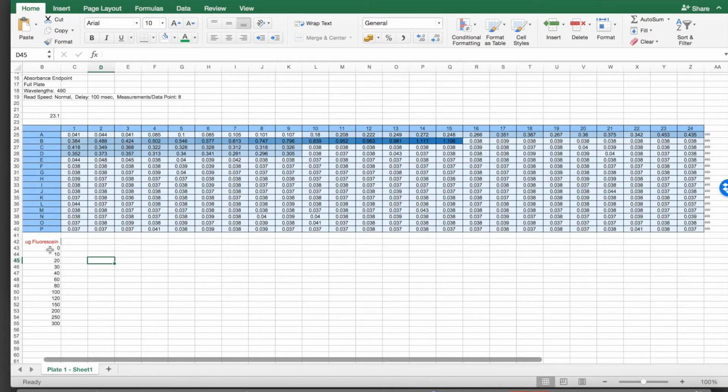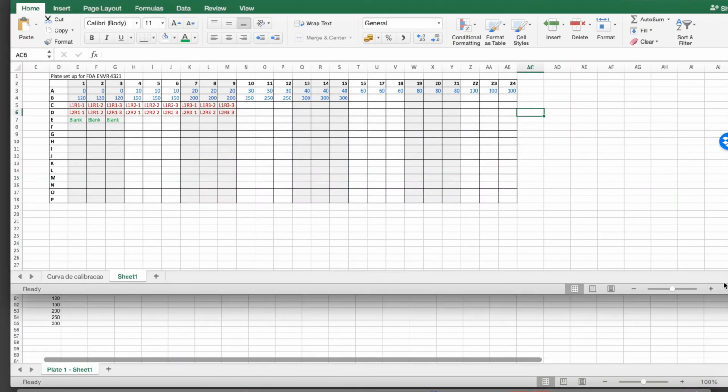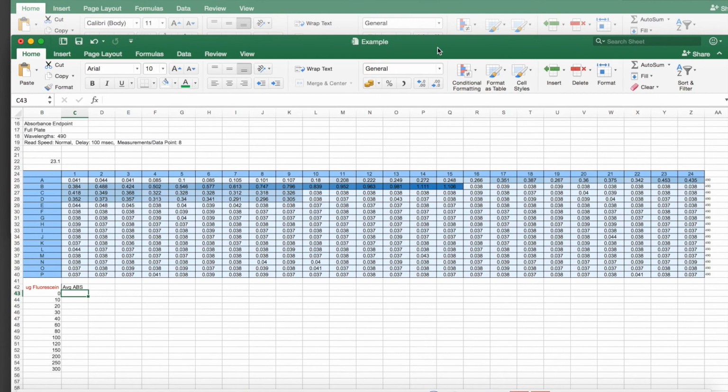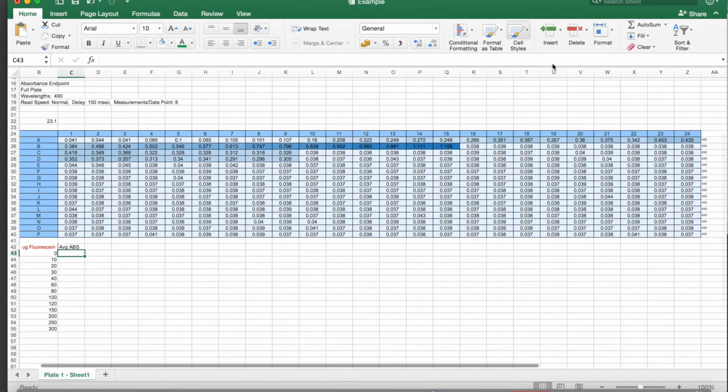So first we type here the concentration of fluorescein, which is our standard, and here we're going to average the absorbance, okay? If we're following the standard layout of the plate, every 3 samples on the plate should be 1 standard point, correct? So let me see if I can keep both visible.